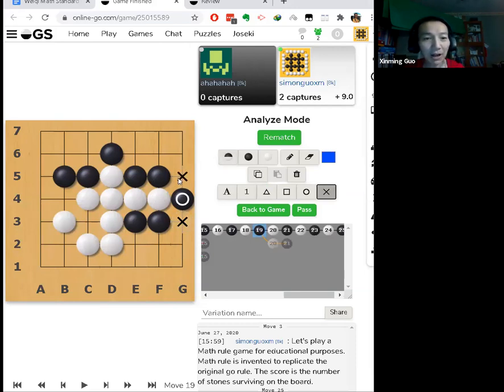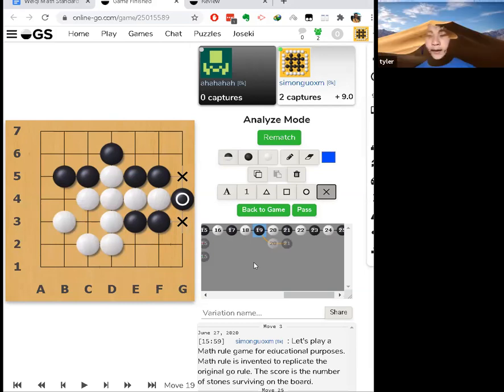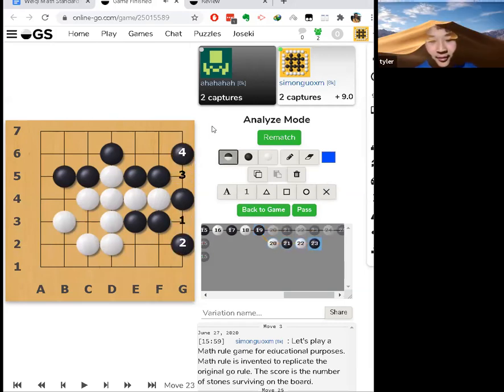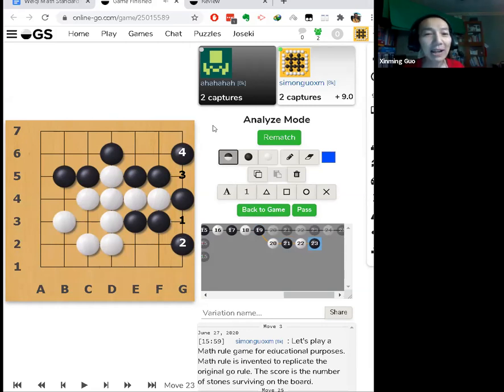How about this one, G5? Is this the same, a tiger mouth? Yes, and if white plays in any of those, it's going to make black even stronger. You're right. If white plays here, you will be captured, and black is making a beehive. Okay, now let's look at other cutting points.